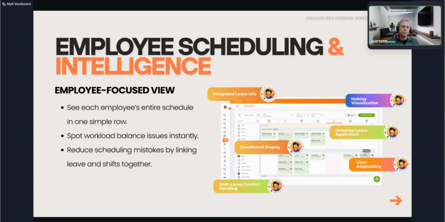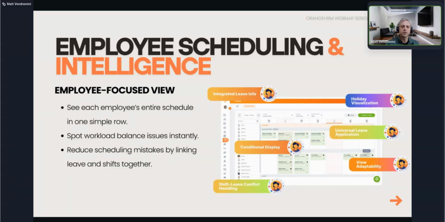Spotting workload balance issues. Maybe the opposite is true. Maybe we've noticed that Julie has been scheduled far less than other people, but she's fully aware, capable, and willing to do additional work. Can we use this visibility to make sure that we're balancing out workload issues well to meet the needs of all employees? And then, of course, reducing scheduling mistakes by linking leave and shifts together, right?